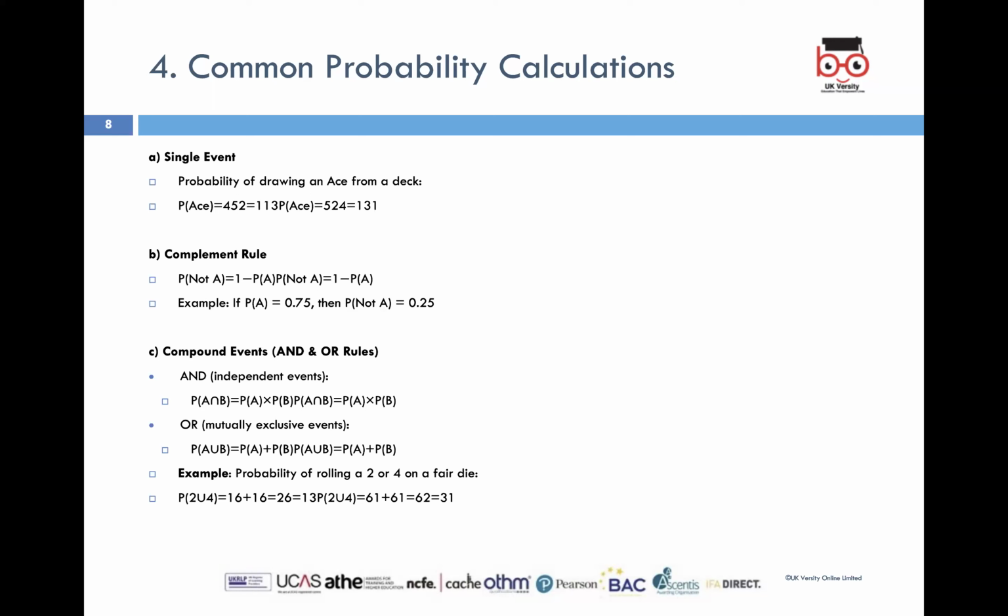Compound events: for independent events, P(A and B) equals P(A) times P(B), or for mutually exclusive events, P(A or B) equals P(A) plus P(B). Example, probability of rolling a 2 or 4 on a fair die. P(2 union 4) equals 1/6 plus 1/6, which equals 2/6, it should say there, not 2/6 written wrongly. I don't know why it says that.